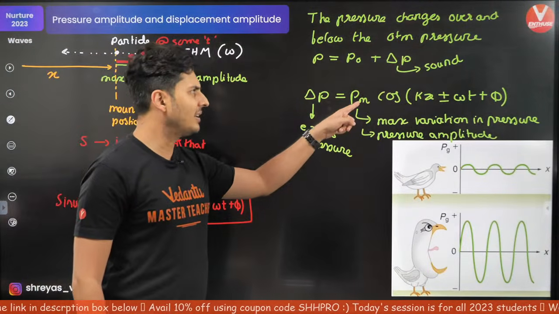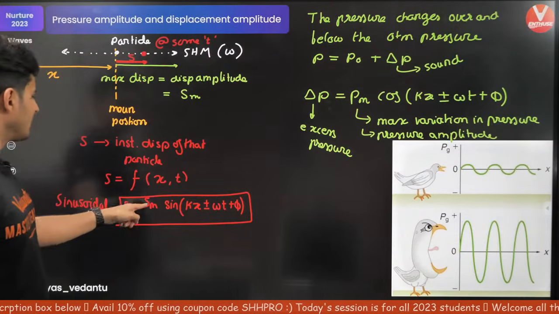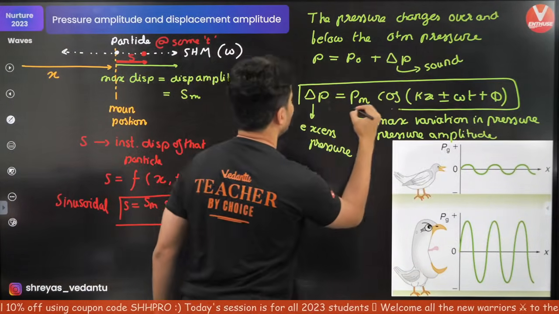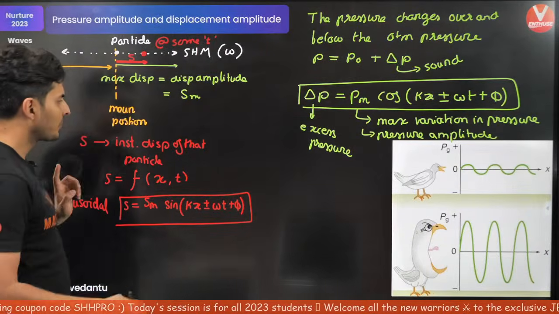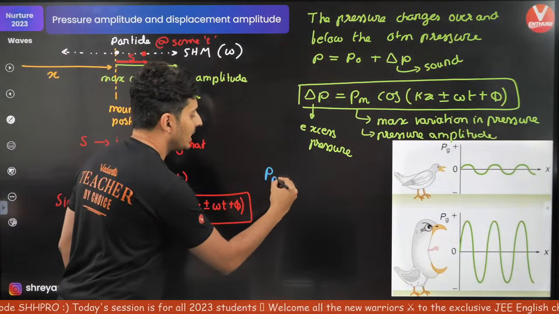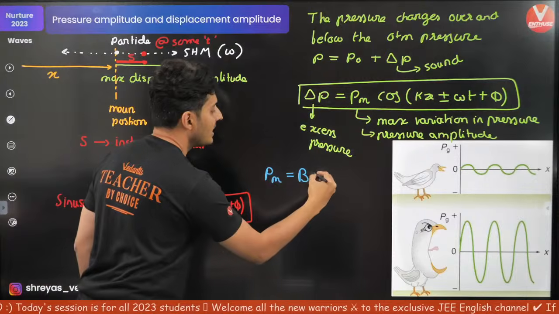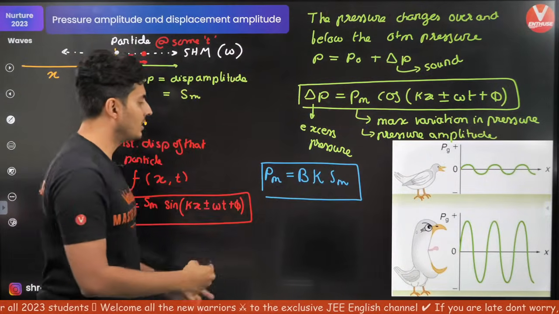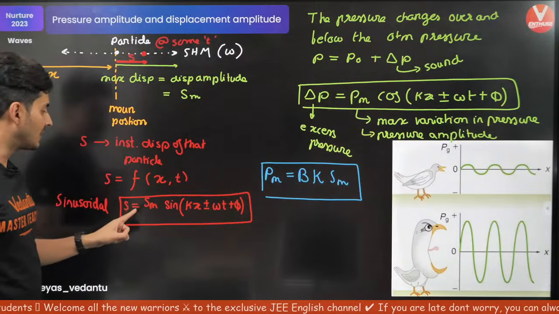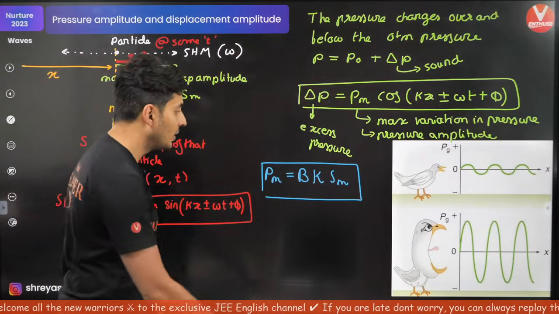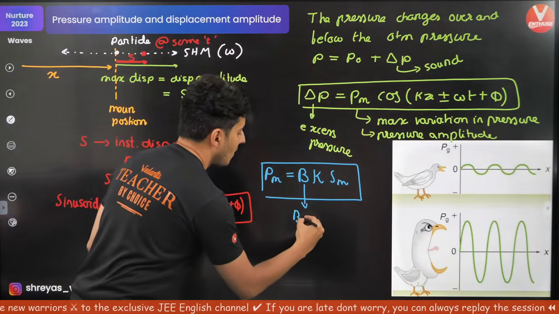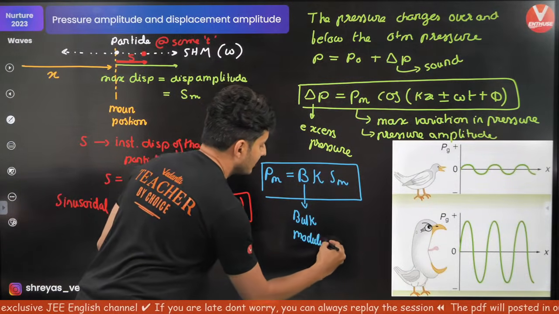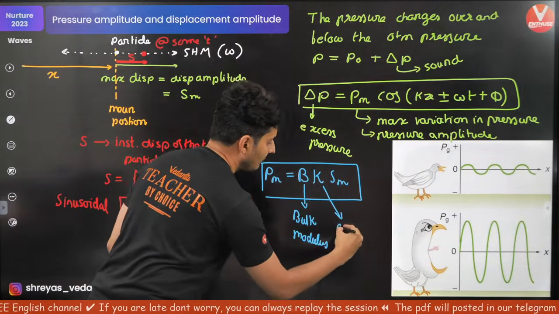You might be wondering, is there any relationship between this Pm and this Sm? Yes, there is. And you don't have to know about the derivations and all of that, but let me just give it to you. So Pm, the pressure amplitude, is B K Sm. Very, very important relationship. Pm is the pressure amplitude, Sm is displacement amplitude, B obviously is your bulk modulus, which I have studied back in solids. K is your standard angular wave number.